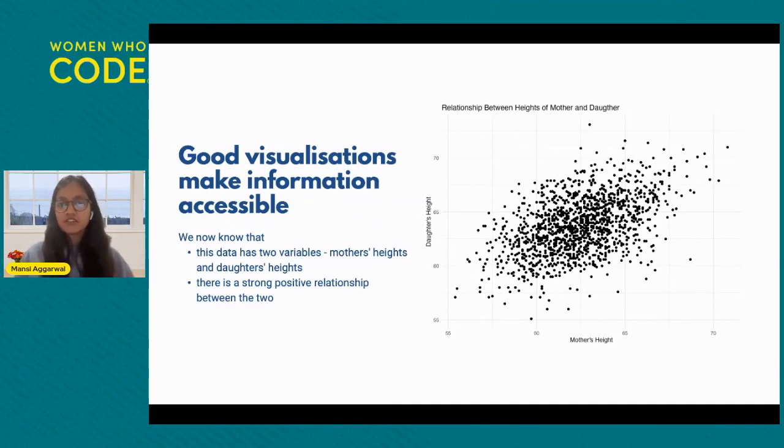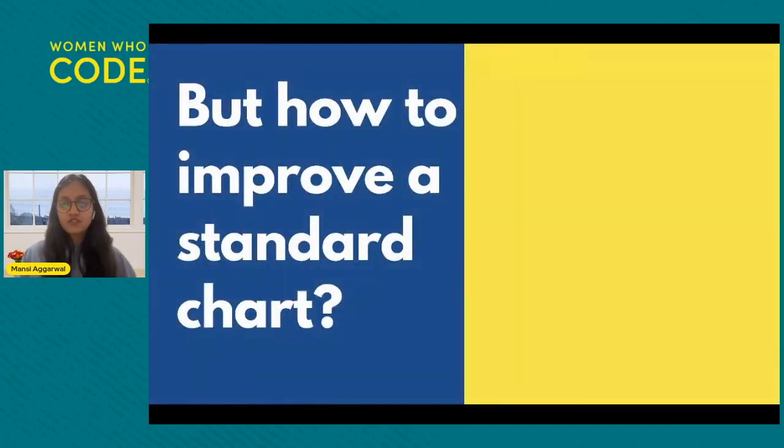So once I've plotted this two variable table, we now know that this data has mother's height and daughter's height. And this also tells us that there is a strong positive relationship between the two. So, like I discussed in the content and structure sections, we use different types of charts to show different types of information. So here I might want to focus on the relationship between the two variables. Hence, I use a scatter plot. So, how do I go about improving the standard chart?